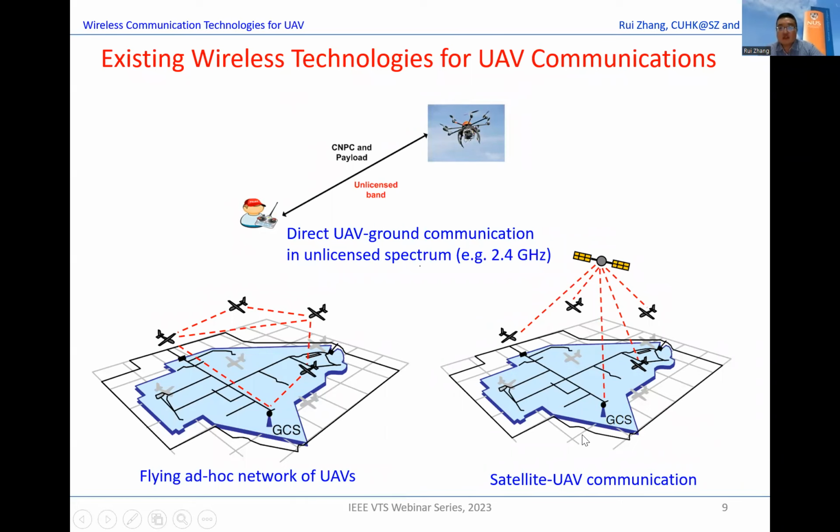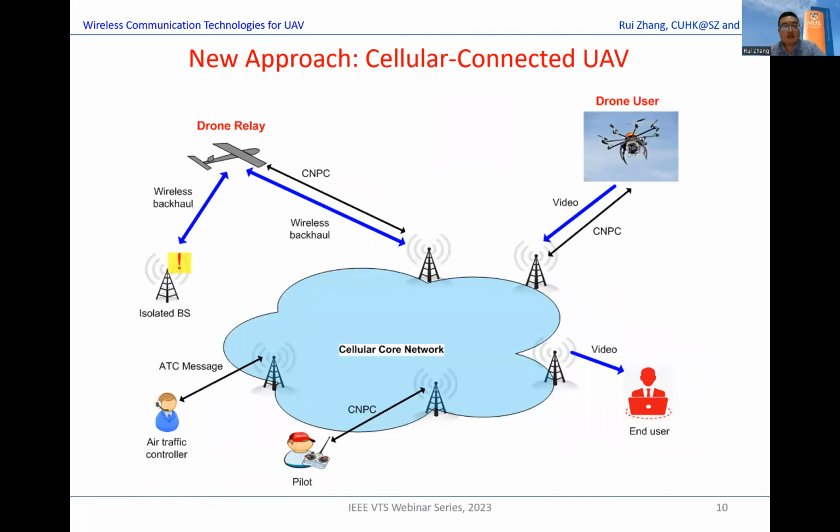Another choice is to use satellite communication, which can communicate directly with the UAVs regardless of their location. On the other hand, you can also think of the satellite as a relay that will relay the data from the UAV to the ground control station. So these are the three main existing technologies to enable wireless communication.